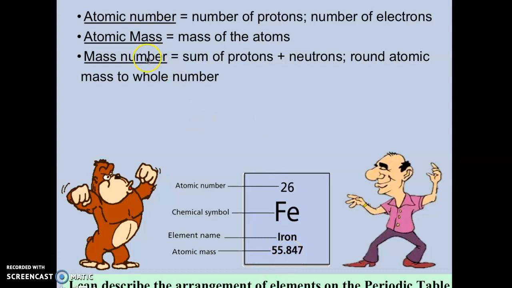So again, to find the mass number, we're going to look at the atomic mass, and you just round it to a whole number. 55.8 rounds to 56. And that tells us the sum of the protons plus the neutrons. So why is that important?